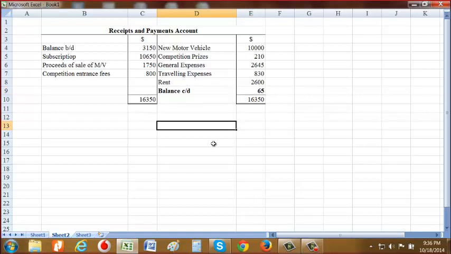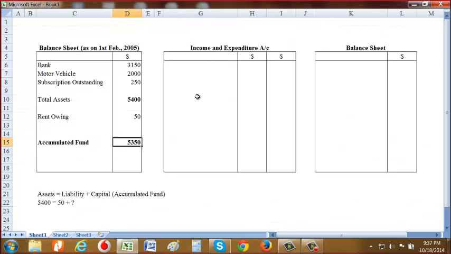Now see, read out the required one. What is the required one? On page number 301, see required. Yeah. So first, okay, now I am going to prepare this income and expenditure account.